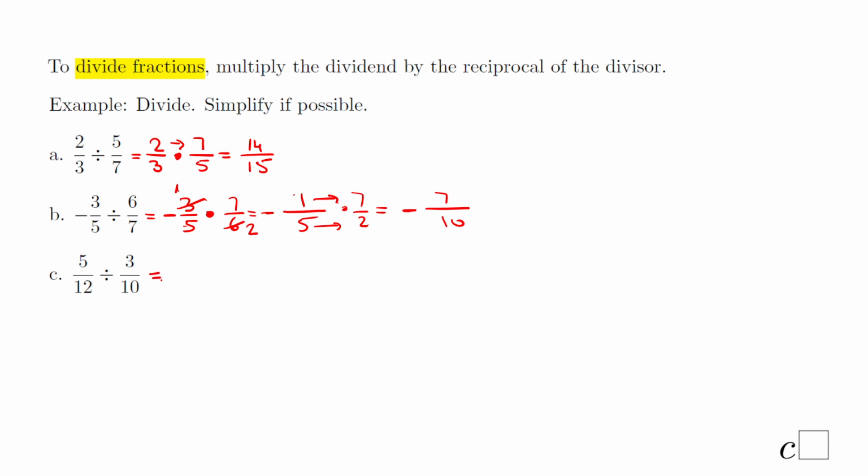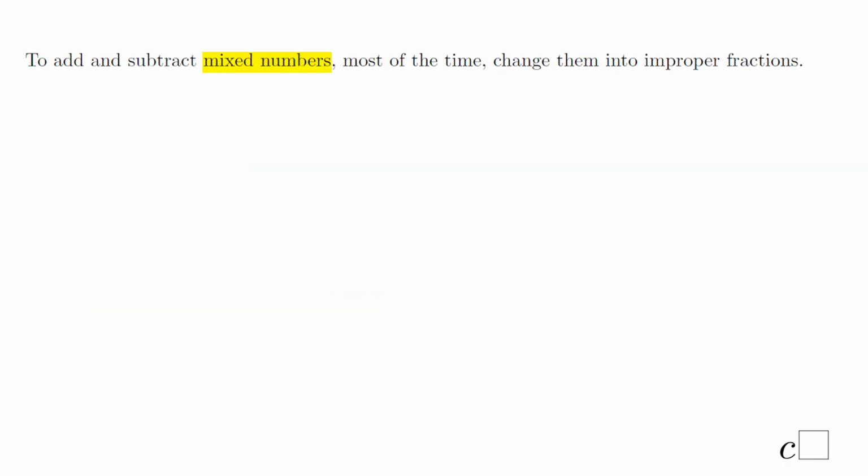Let's go to the last one on this example. We're gonna keep the 5 over 12. We're gonna change division to multiplication. We're gonna flip 10 over 3. The next thing will be to look if we can simplify. You notice here 12 and 10, they are both divisible by 2, even numbers, right? So 12 divided by 2 is 6, 10 divided by 2 is 5. So we have here 5 over 6 times 5 over 3. No simplification possible now. 5 times 5, 25. 6 times 3, 18. And that's it with dividing fractions.